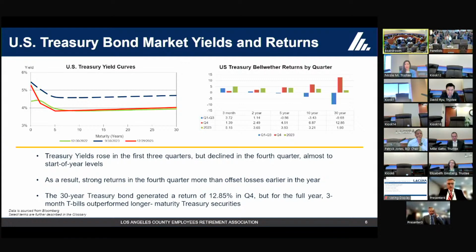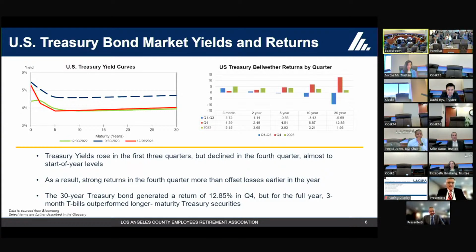The green chart shows yields at the end of 2022. The dotted blue shows the yields at the end of the third quarter of 2023. And the red chart shows yields at the end of 2023. As a reminder, the yield curve shows the yield of bonds with different maturities. So moving along any one curve, you can see that the yields of short-term treasuries are higher than the yields of longer-term treasuries, something called an inverted yield curve, because that's not the normal pattern.